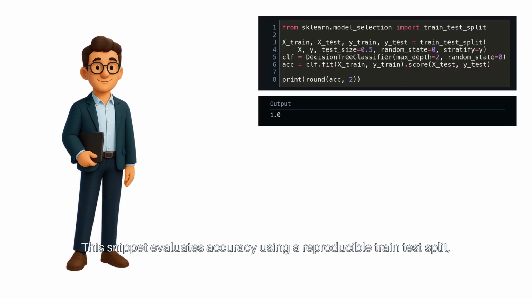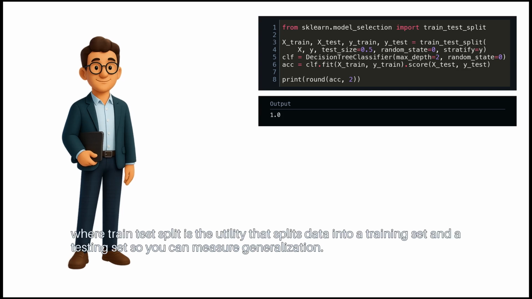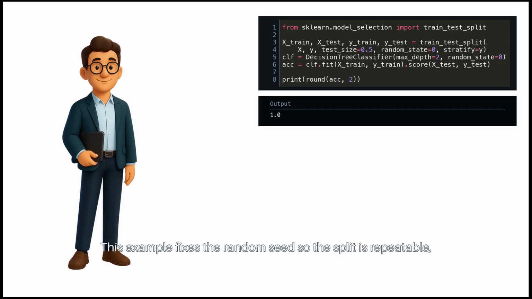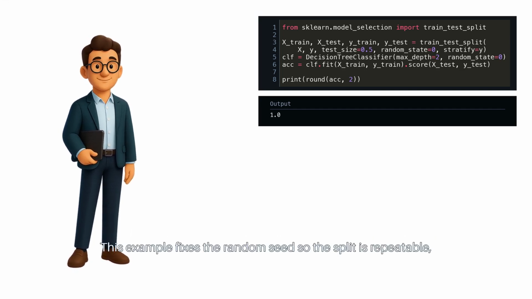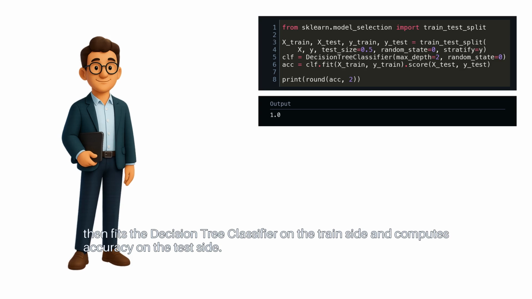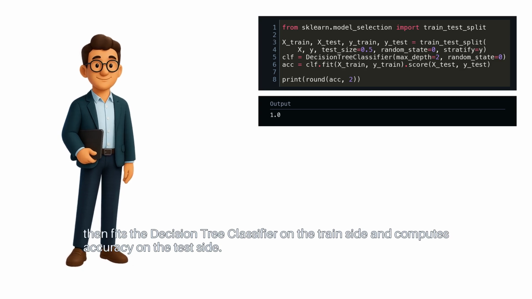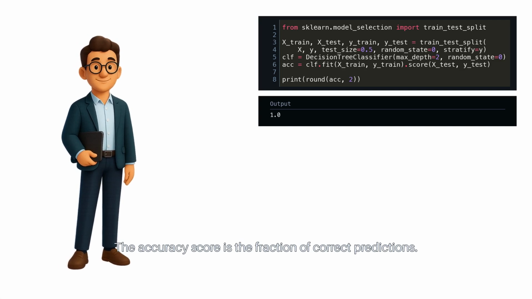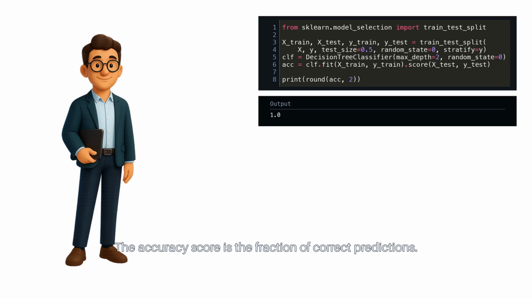This snippet evaluates accuracy using a reproducible train test split, where train test split is the utility that splits data into a training set and a testing set so you can measure generalization. This example fixes the random seed so the split is repeatable, then fits the decision tree classifier on the train side and computes accuracy on the test side. The accuracy score is the fraction of correct predictions.